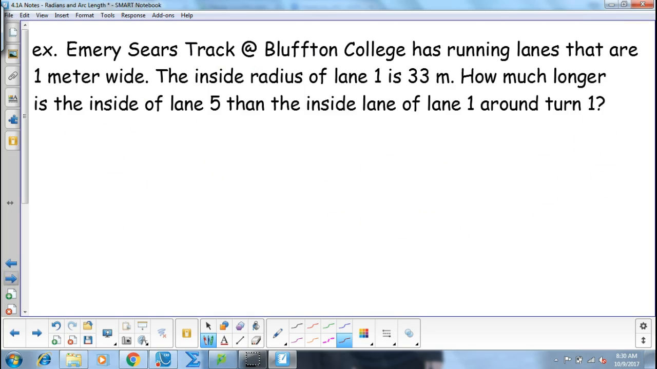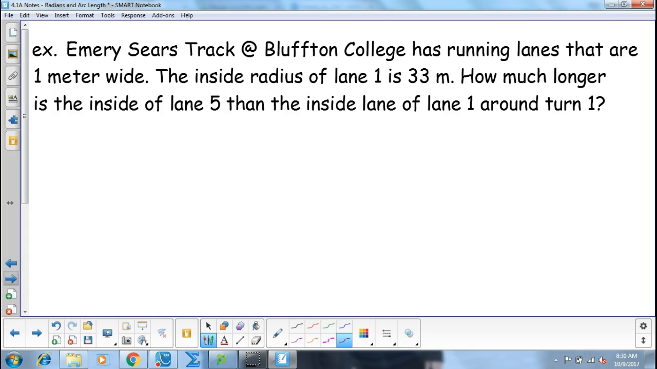So, at the Emory Sears track at Bluffton College, it has running lanes that are 1 meter wide. The inside radius of lane 1 is 33 meters. How much longer is the inside of lane 5 than the inside of lane 1 around turn 1? Now, there's a lot of things going on in that problem that we should probably talk about before we get into actually doing the problem.